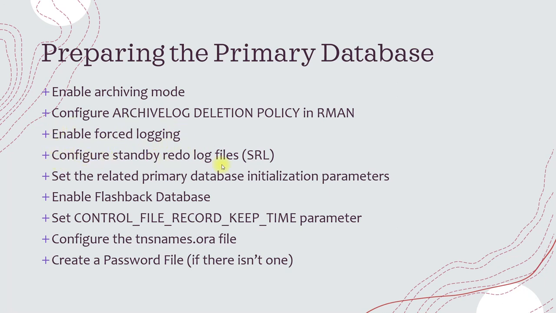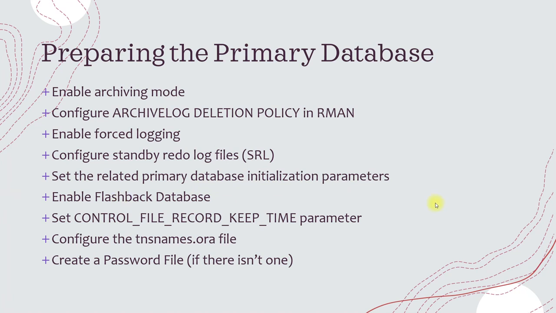Configure the standby redo logs. Usually Oracle recommends that standby redo logs should be configured on both servers, whoever is participating, either the primary or the standby or standbys, multiple standbys. It should be configured on both of them, so that if the primary fails, there will be switchover and failover, right? So you want the primary to become standby and standby to become primary. Set the related primary database initialization parameters.